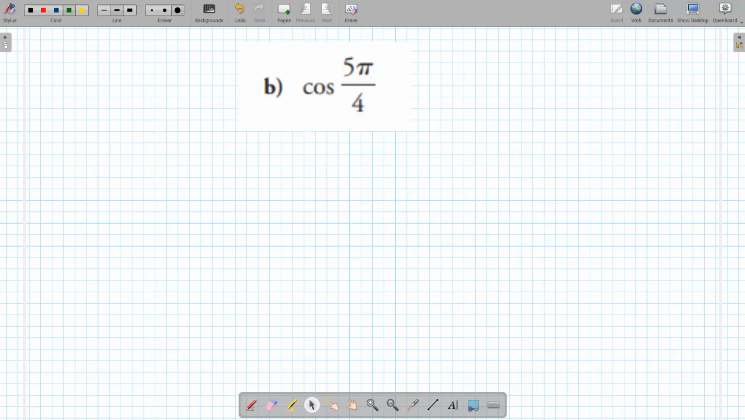Next, 5 pi over 4. Step 1, identify the quadrant that it's in. Which quadrant is 5 pi over 4?